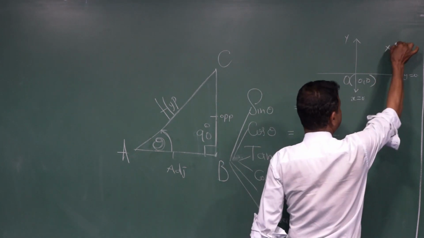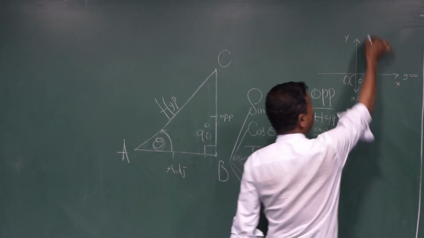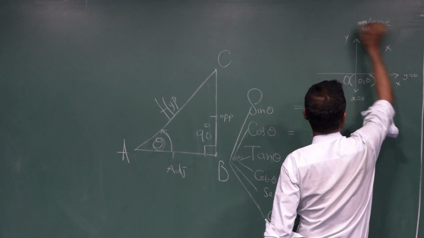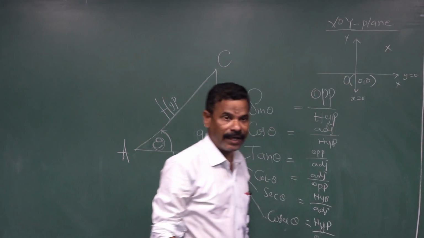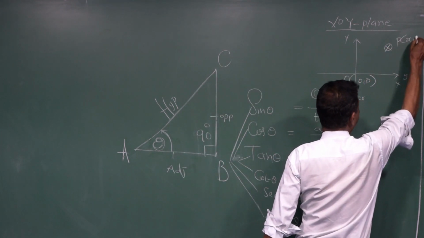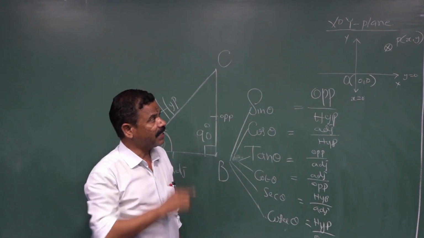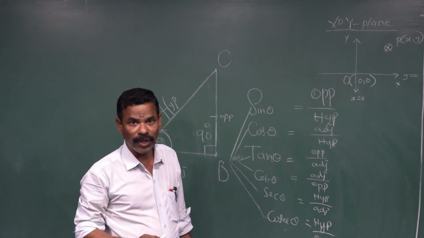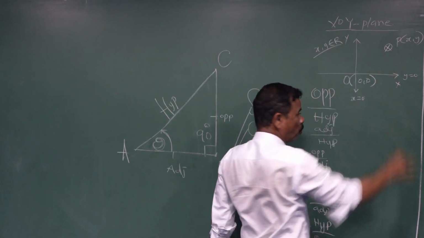Any point in this plane is called the x-o-y plane. In this plane, choose a point P(x, y), any point in that plane. What are x and y? Any two real numbers. x, y belong to the real numbers.